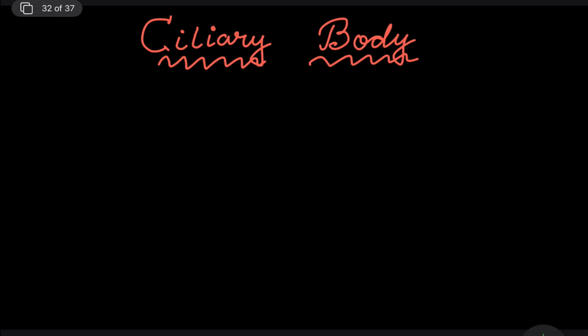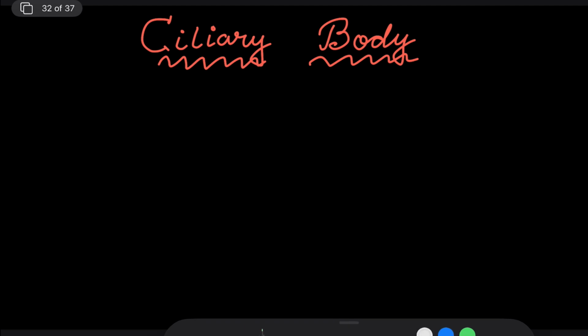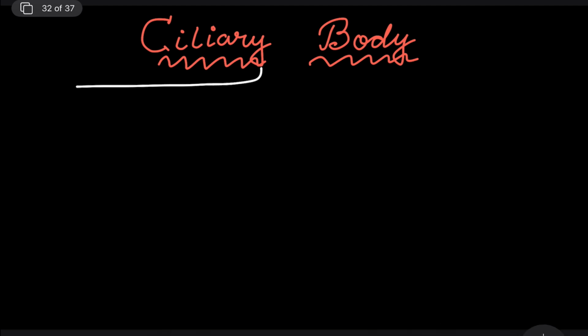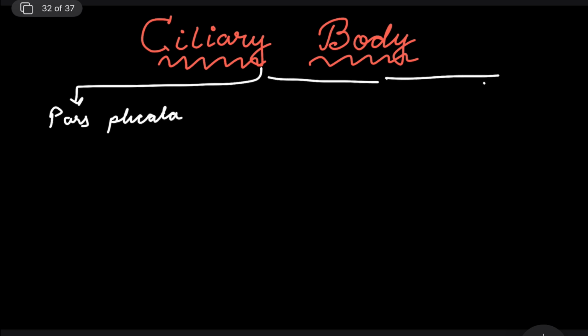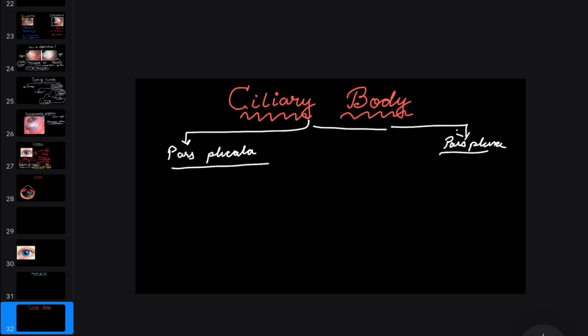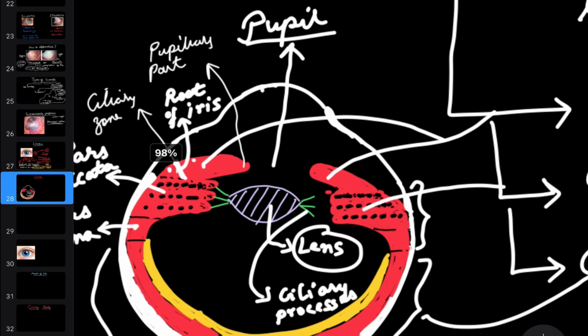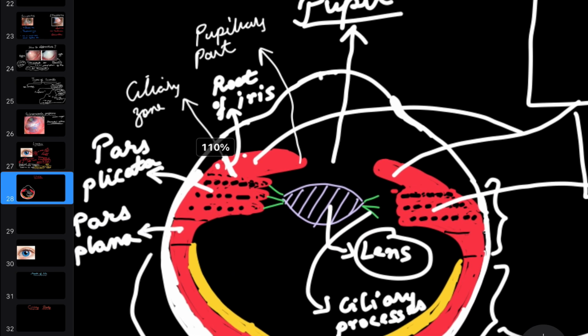Pars plicata and pars plana. Very interesting. These names have clues as to how these structures are arranged or how they look, basically. So, if we go back to that picture, see, pars plicata and pars plana have been labeled in this picture, right?